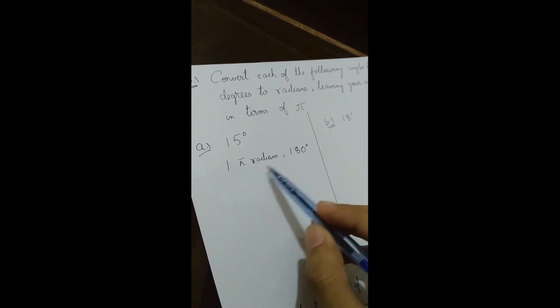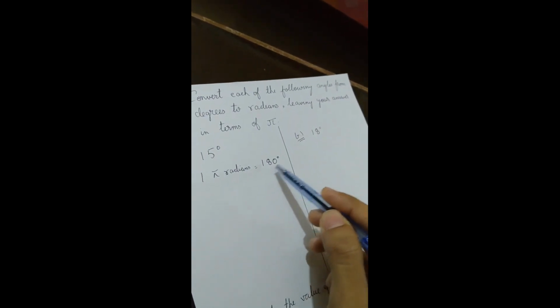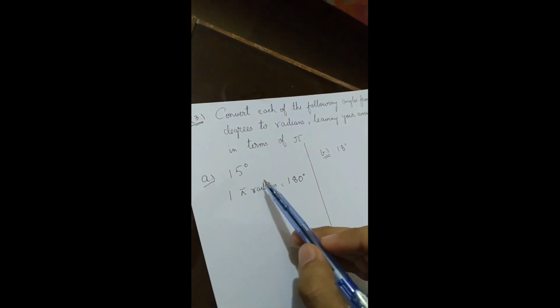So here I've written that 1 pi in radians is equal to 180 in degrees, as we have seen in previous questions, question 1 and question 2. So 1 pi is equal to 180 degrees. This is how pi and degrees are related. So I have to convert 15 degrees into radians. How much would 15 degrees be in radians?